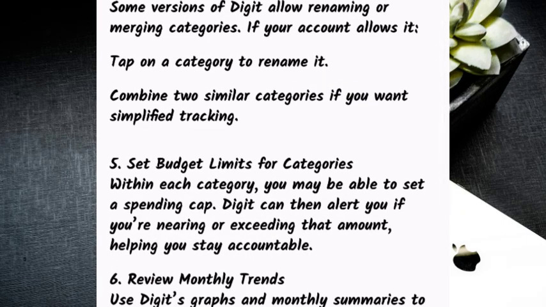Next, set budget limits for categories. Within each category, you may be able to set a spending cap. Digit then alerts you if you're nearing or exceeding that amount, which of course helps you to stay accountable.